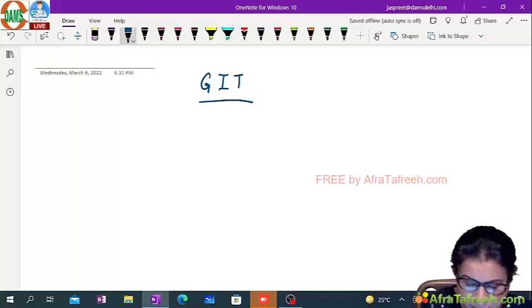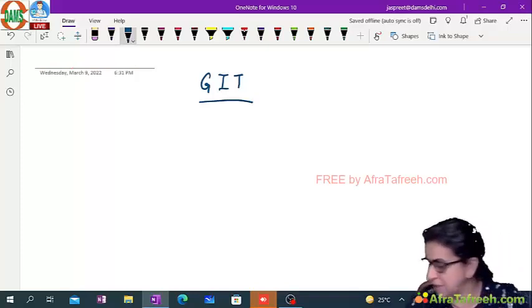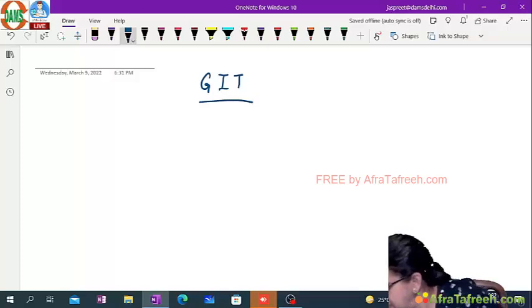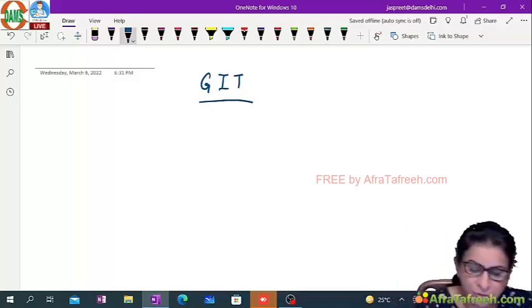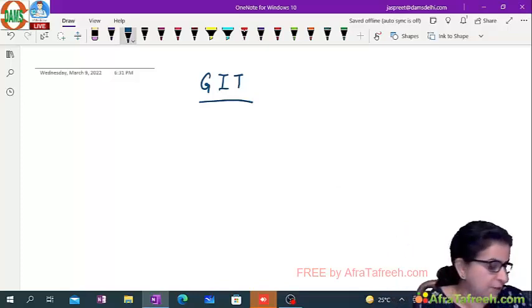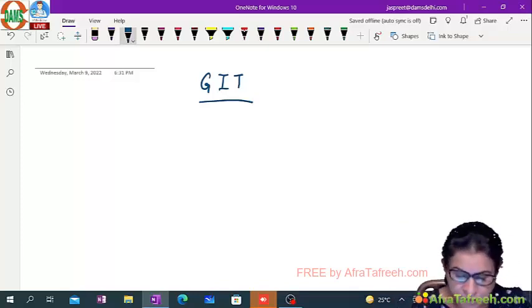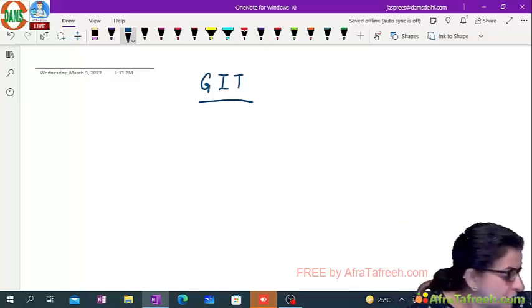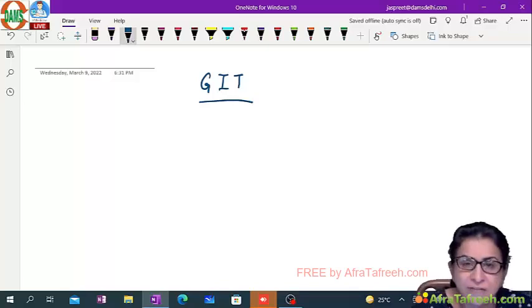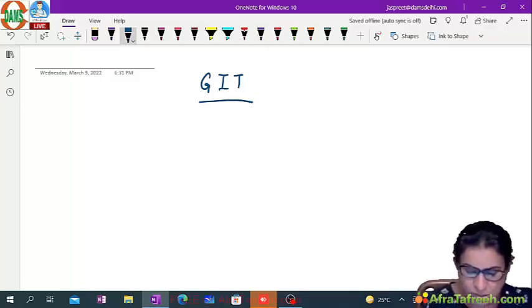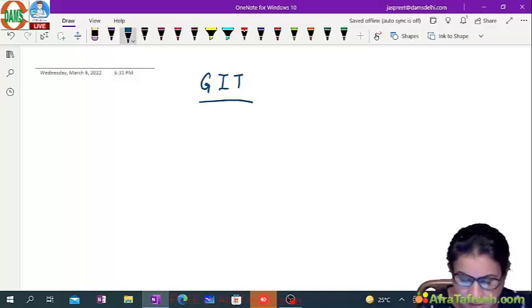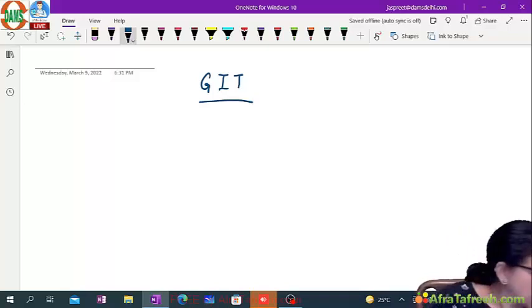Last time I started with GIT, and we covered a part of esophagus. We started with esophagus, and in esophagus two things were left: Barrett's esophagus and carcinoma esophagus. So these last two parts.